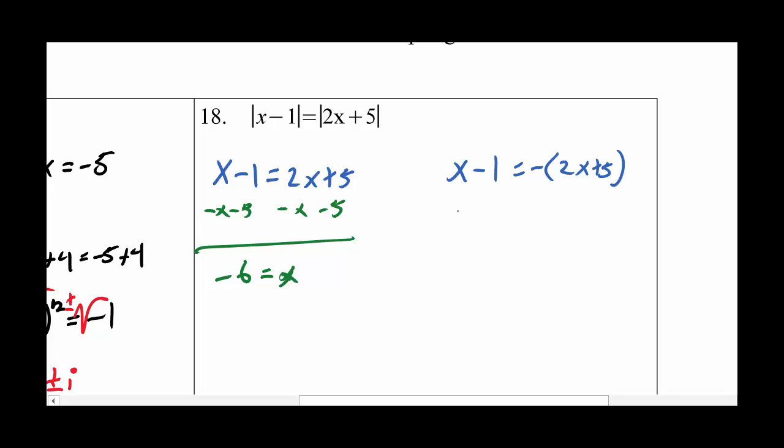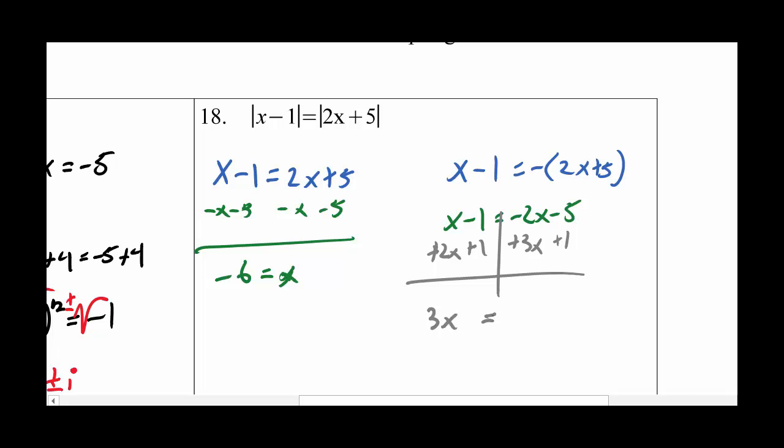Over on this side, let's see, we get x minus 1 equals negative 2x minus 5. So in this case, let's add 2x to both, and let's add 1 to both sides. So we get 3x equals negative 4. So I get x is negative 4/3 and the other negative 6 from the earlier piece.